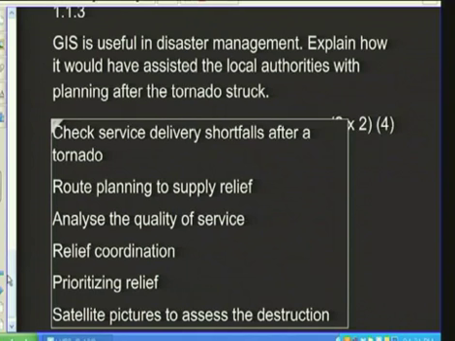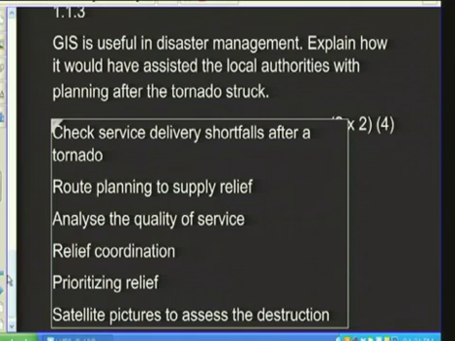So we could check things like service delivery shortfalls. That would be things like access to water, access to electricity and communications, taking away of waste materials, supplying the survivors with food and with medical care, that sort of thing. Route planning to supply relief. What's the best route to take? What's the quickest route? The easiest route to get into that area?